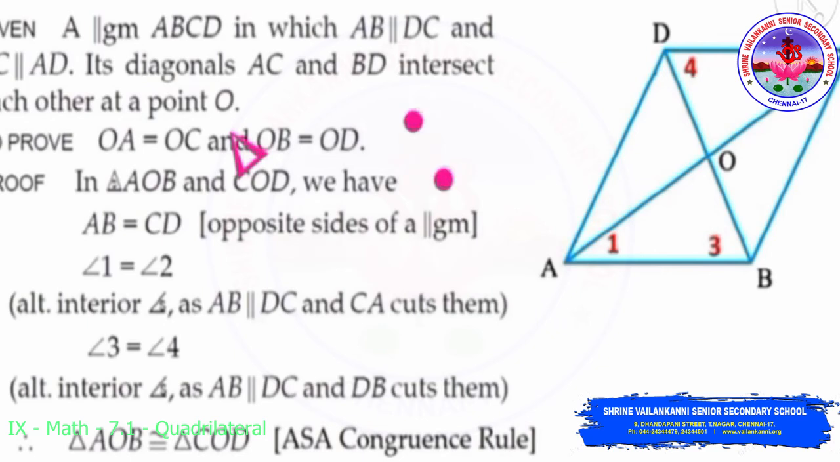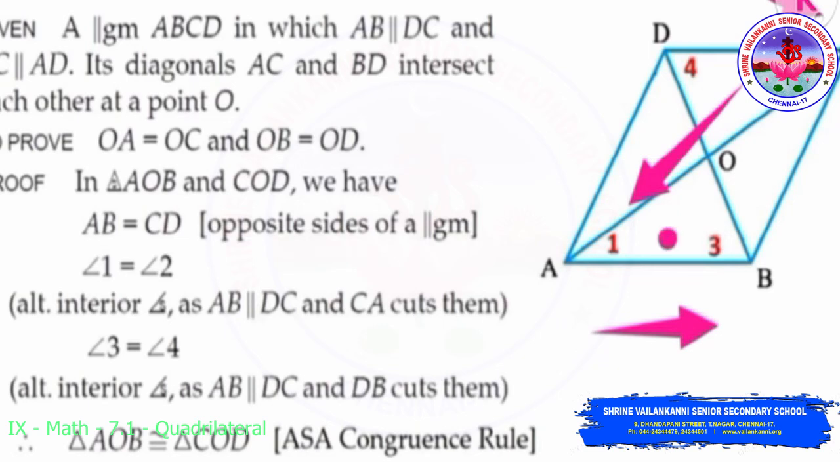So let us consider triangle AOB and COD. We are marking angle OAB as angle 1 and OBA as angle 3 and OCD as angle 2 and ODC as angle 4. Now coming to the solution, in triangle AOB and triangle COD, we have AB is equal to CD because they form the opposite sides of the parallelogram, where AB and CD are involved in the triangle AOB and COD. Next case, AB is parallel to CD and AC is a transversal.